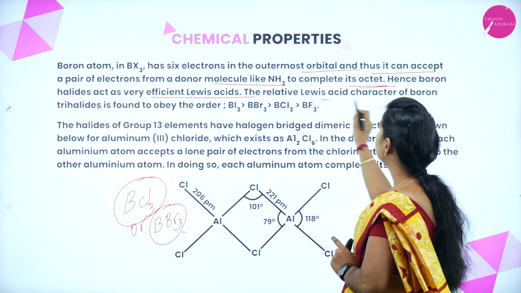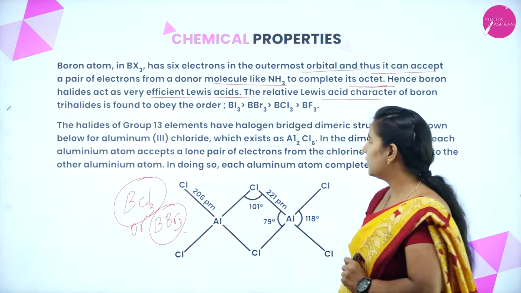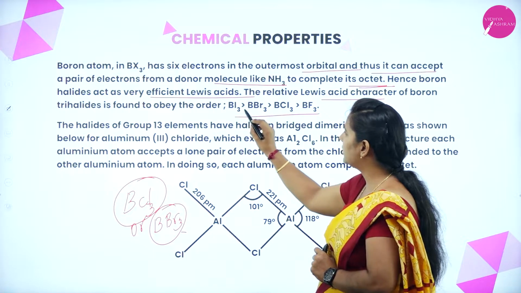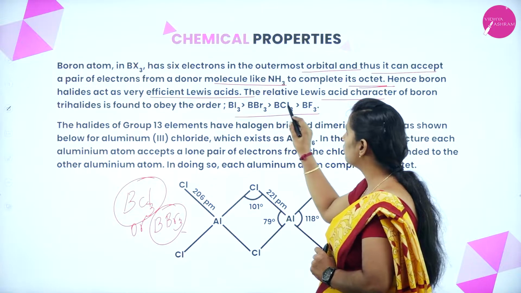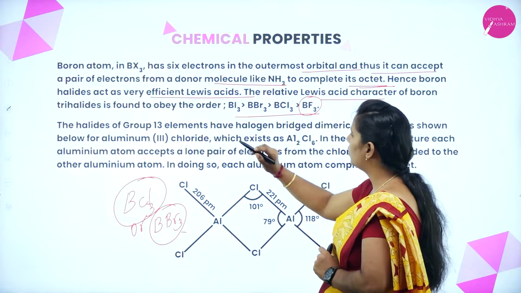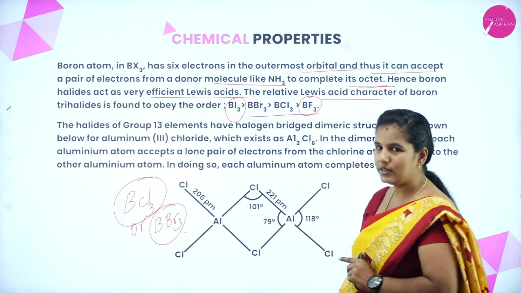The relative Lewis acid character of the boron trihalides obeys this order: boron triiodide, boron tribromide, boron trichloride and boron trifluoride. In this order, the highest is for boron triiodide.